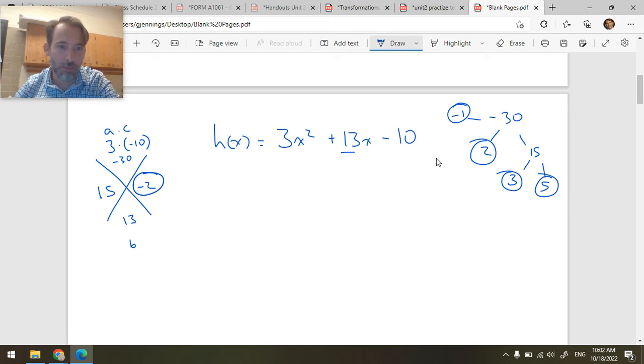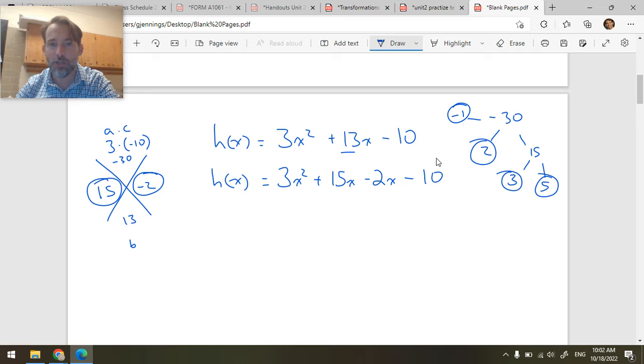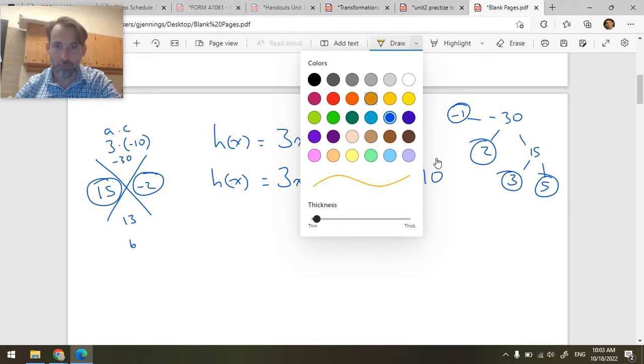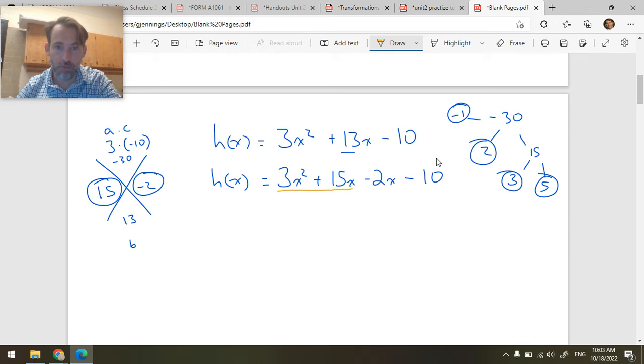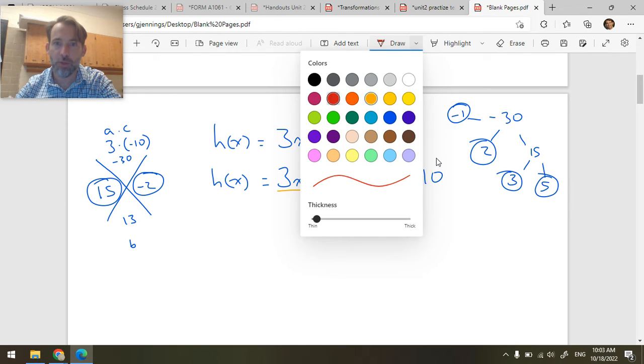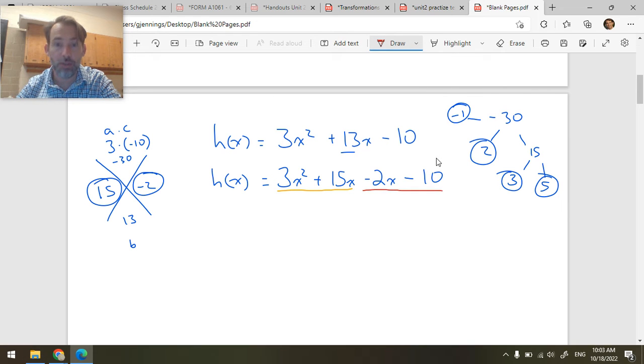Okay, now what do we do with this number and this number in this case when a is not 1? We break that middle term down. h of x is equal to 3x squared plus 15x minus 2x minus 10. And here I chose to put the 15 next to the 3 because I see they share a factor 3, and the negative 2 by the negative 10 because they share a factor negative 2. So that just simplifies my work in the next step. So now we're going to factor by grouping. We group these two together, and we group these two together along with their signs.